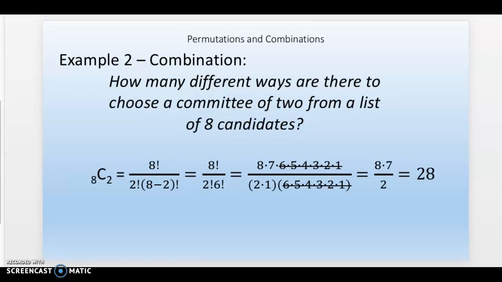Example 2. How many different ways are there to choose a committee of 2 from a list of 8 candidates? This is from 8, pick 2. Our formula is 8 factorial on the top, 2 factorial on the bottom, and 8 minus 2 factorial, that's 6 factorial, on the bottom. The 6, 5, 4, 3, 2, 1 cancels out, so we just have 8 times 7 on the top and 2 on the bottom. It's 28 is the answer.